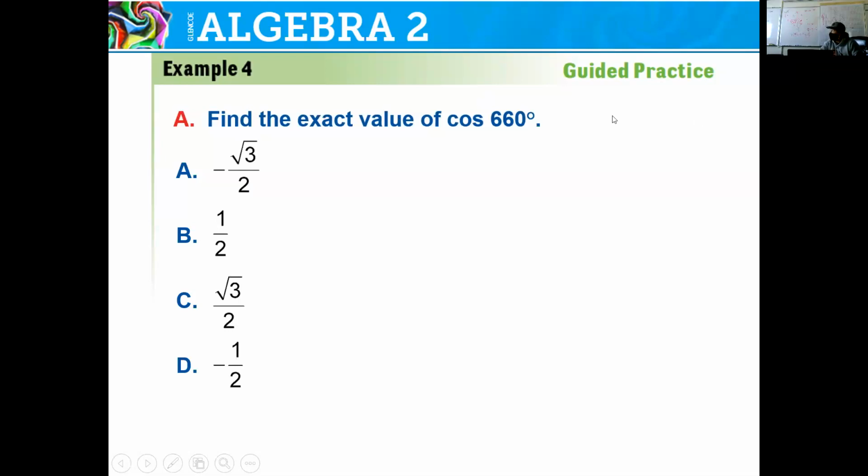So find the exact value of cosine of 660. What we would do is we would subtract 360. Okay, that would give us 300. So the reference angle of 300, that's going to be in quadrant 4. So cosine is positive. And it's going to be the reference angle of 60. So this one is B, 1/2.